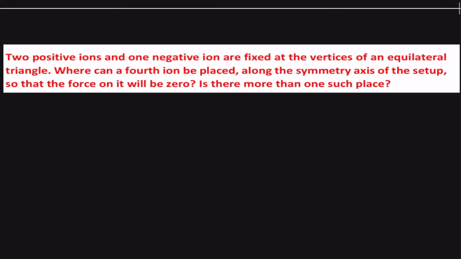It states that two positive ions and one negative ion are fixed at vertices of an equilateral triangle. Where can a fourth ion be placed along the symmetry axis of the setup so that force on it will be 0? Is there more than one such place?